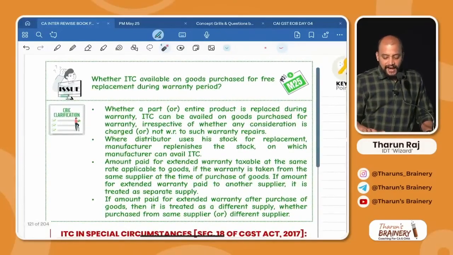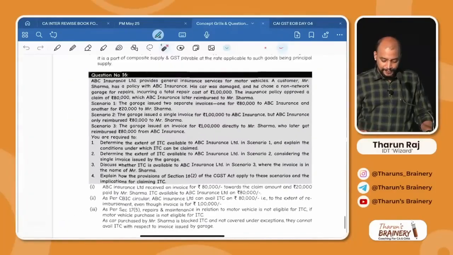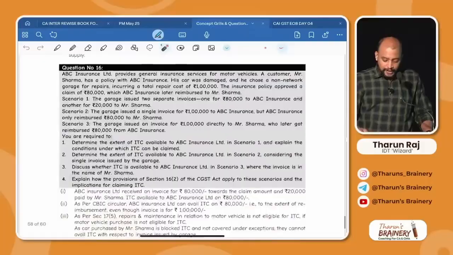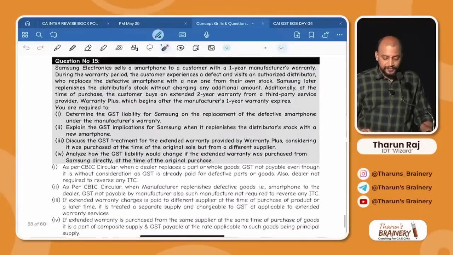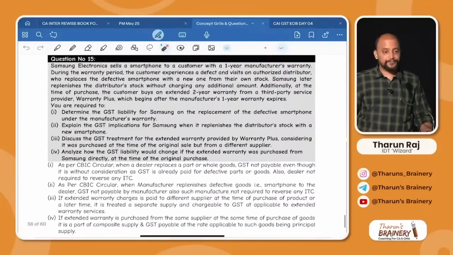On this, we have one question. So, please see that. Question number 15, page 58. Open the workbook.